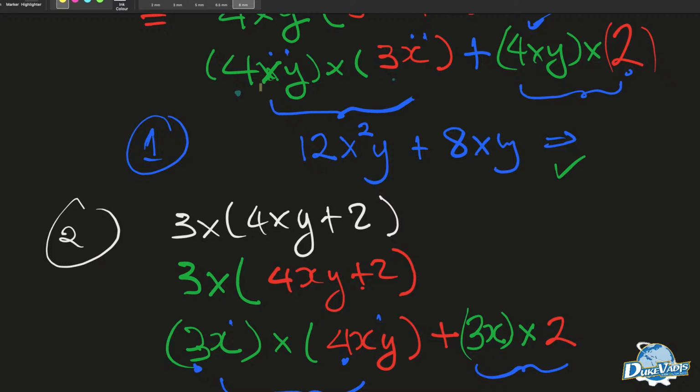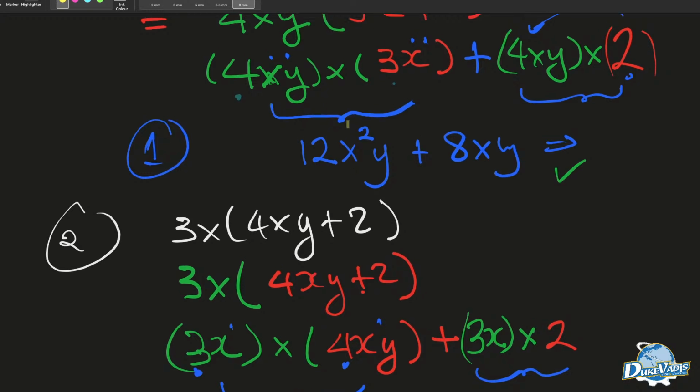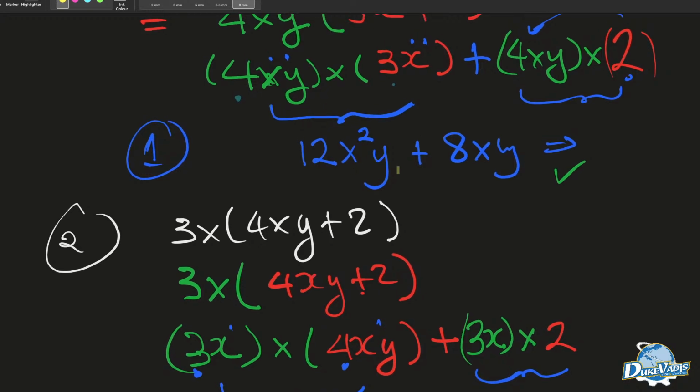Okay, then x multiplied by x, we know it will be x squared, and our y is still here, so 12x squared y. Then this 2 multiplying 4 gives us 8. Okay, so then we have xy here. So this is our first solution.